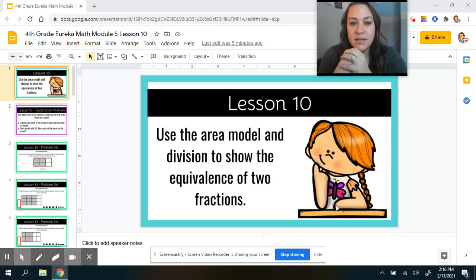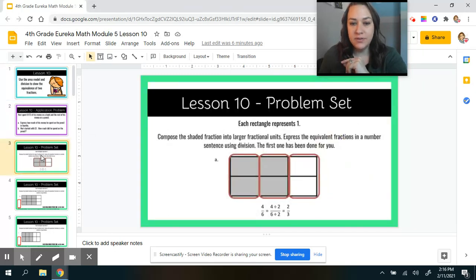So our objective is: I will be able to use the area model in division to show the equivalence of two fractions. So remember, equivalence means they are equal. They have the same value. And really, when we're working with division, we are working backwards.